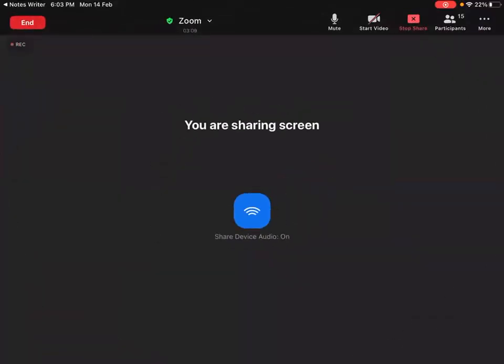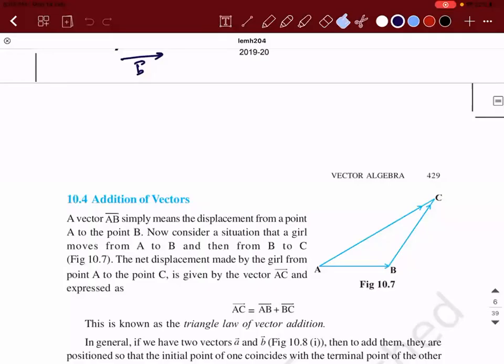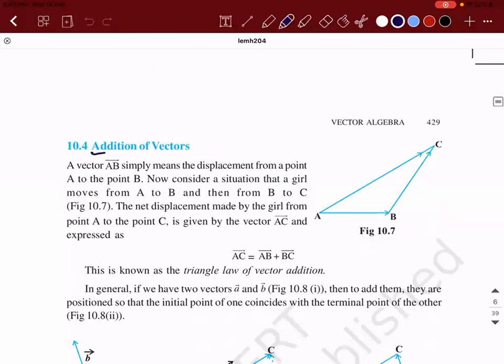We'll get started with the next exercise of vectors. So in the first exercise, I'm hoping that you have no doubts. The second exercise, listen. Addition of vectors. Okay.